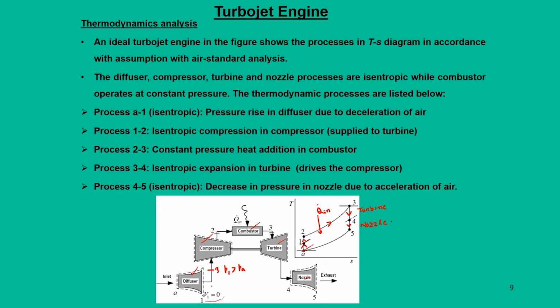Since it is open to the atmosphere on both sides, it is not a closed cycle. So, finally the process stops at 5. There is no arrow from 5 to A. In the diffuser there is a rise in pressure due to deceleration of air. In the nozzle there is a drop in pressure due to acceleration of air.